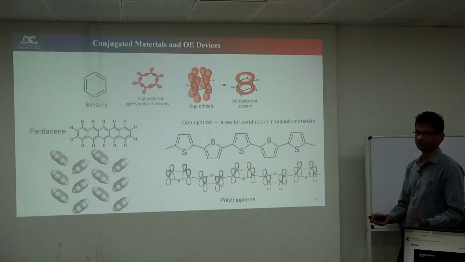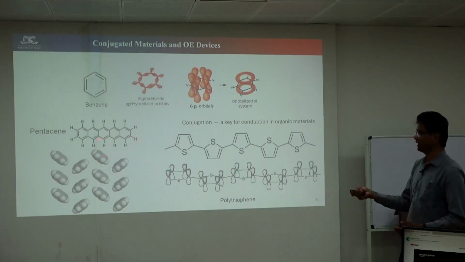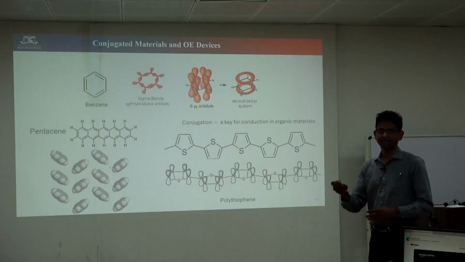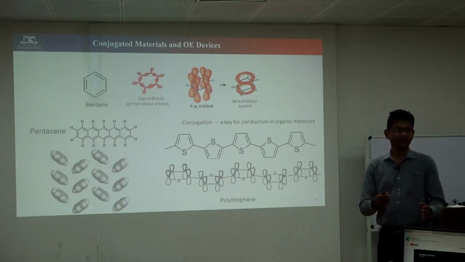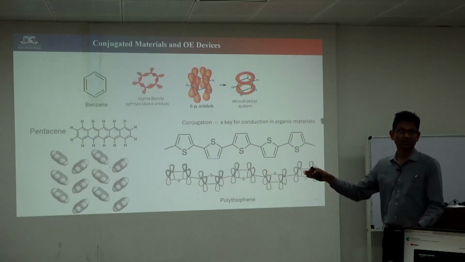If the conjugation is there, it will conduct. If the conjugation breaks, it doesn't conduct. So when you design the material, we need to make sure that these materials maintain the conjugation so that electrons can conduct in the process.